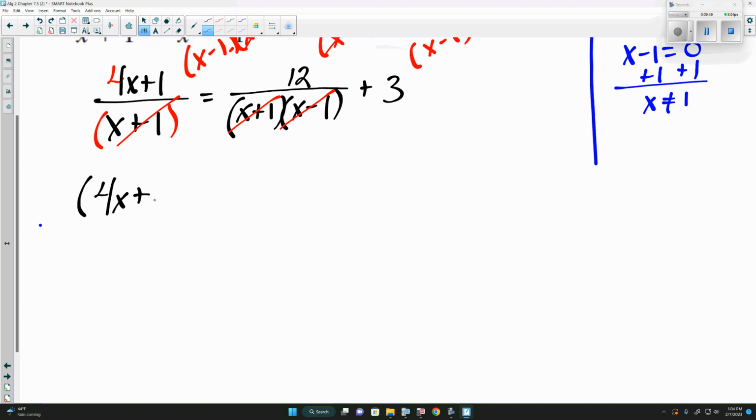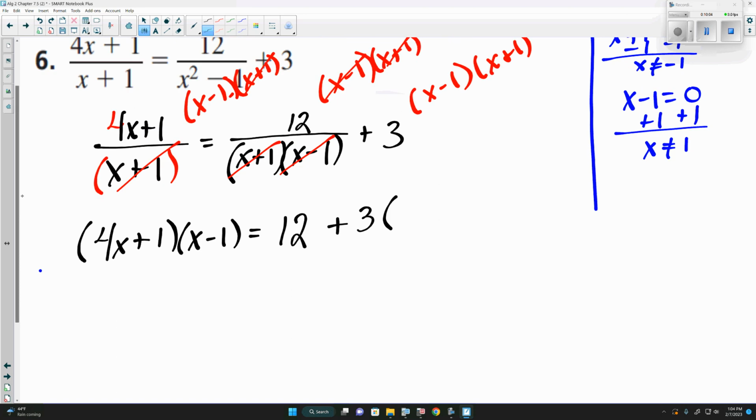So with this here, we'd have 4 times x plus 1 times x minus 1 is equal to 12. Because luckily, everything we multiplied it by simplified out with its denominator. And the last one, we've got 3 times, well, wait a minute. We have both of these here, the x plus 1 and x minus 1. Where did we get x plus 1 and x minus 1 from? It was the factors of x squared minus 1, yes? So I could put it back out, or I could just say x squared minus 1, yes?